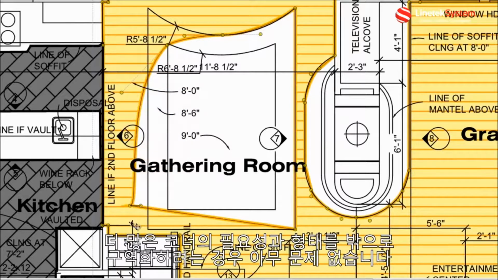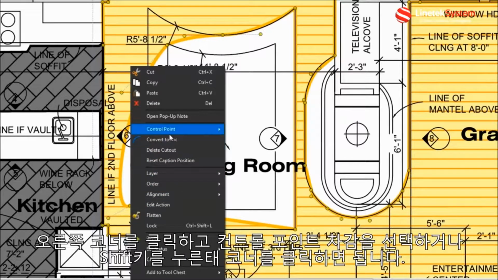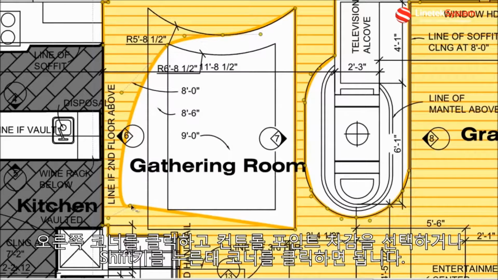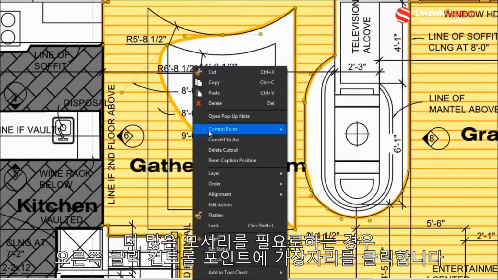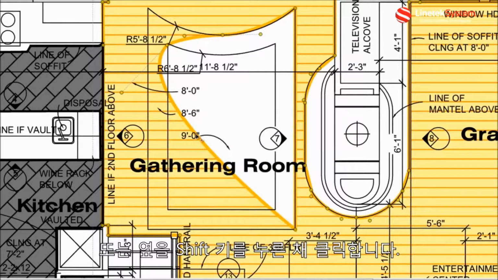If you've drawn out a shape with more corners than you need, no problem. Right-click a corner and select Control Point, Subtract, or hold down Shift as you click on the corner. If you need more corners, that's easy too. Right-click on an edge and click Control Point, Add, or hold down Shift as you click on a side.